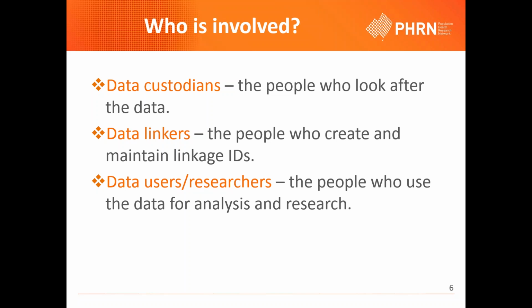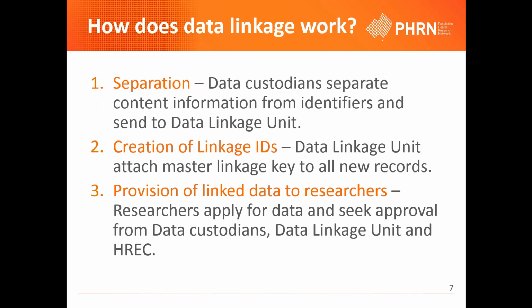The actual process of data linkage also has three basic steps. The first step is separation, and this is where the data custodians separate the identifying information. What we would probably mostly use would be name, address, date of birth and sex. We separate that from the rest of the record, which is what we call the content information, which would be things like the diagnosis or the clinical details in a record.